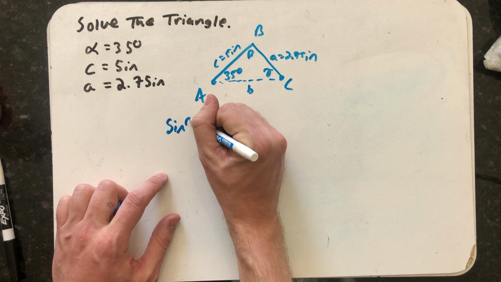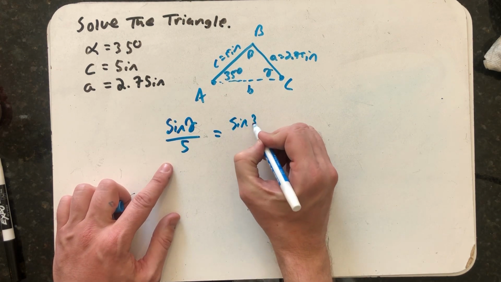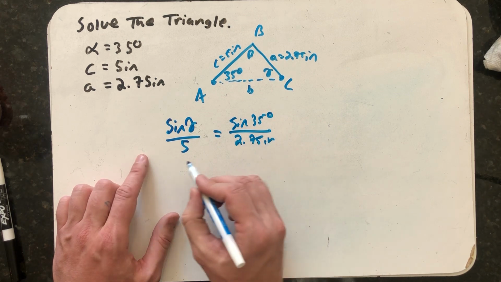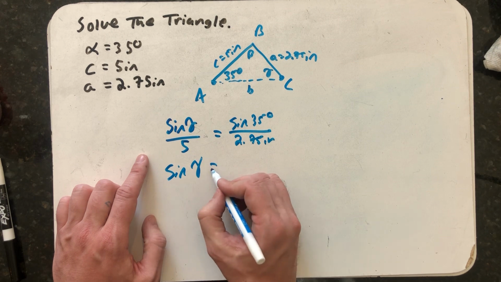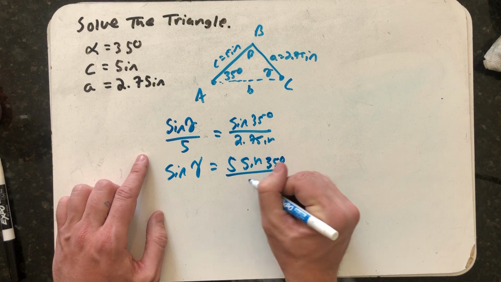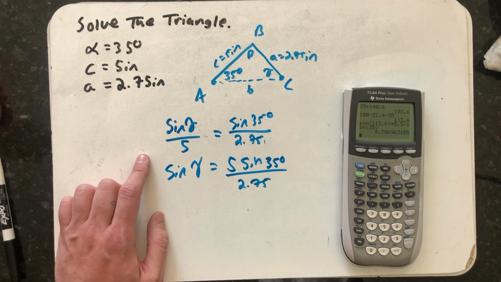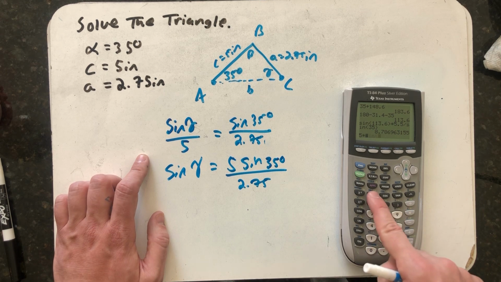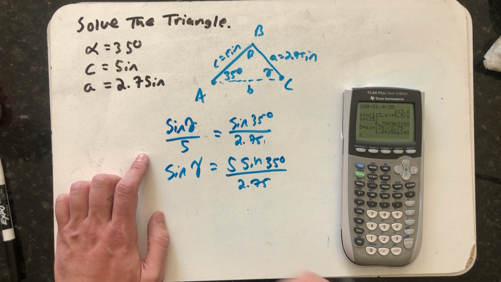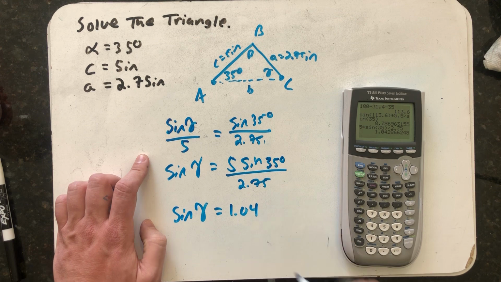Sine of gamma over 5 is equal to the sine of 35 degrees over 2.75 inches. Multiply both sides by 5, and everything here is going the same way as in the last two videos. Nothing surprising. Now I'm going to grab my calculator. So I have 5 times the sine of 35 degrees divided by 2.75, and I get that the sine of gamma is equal to 1.04.